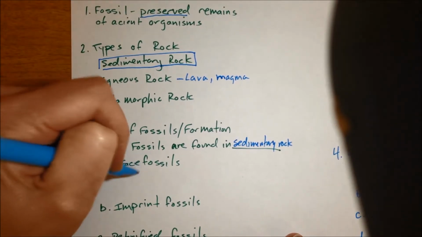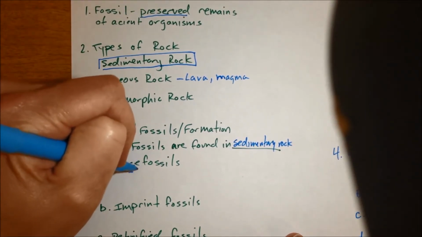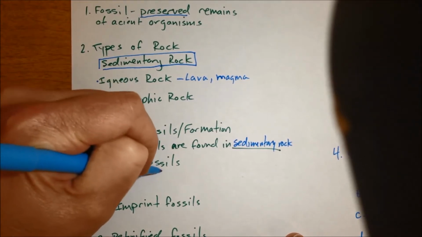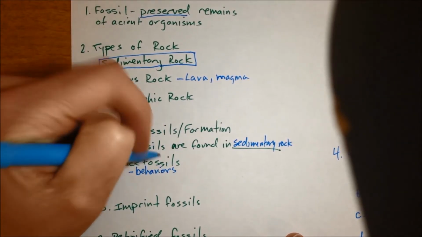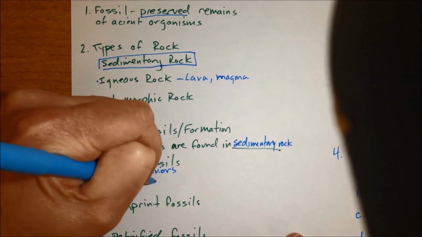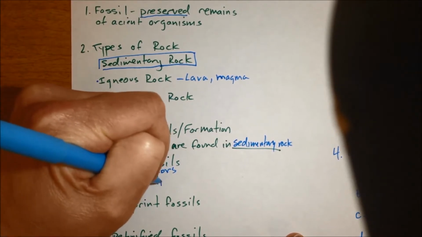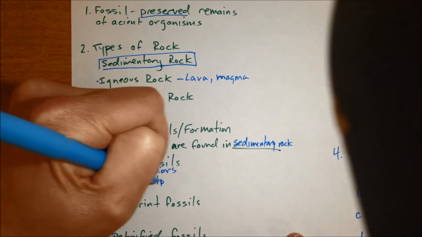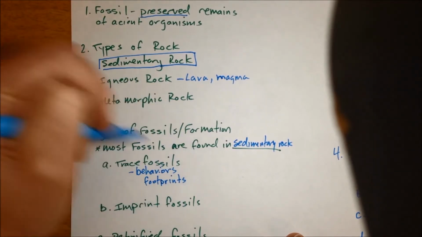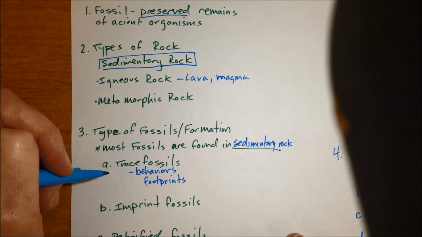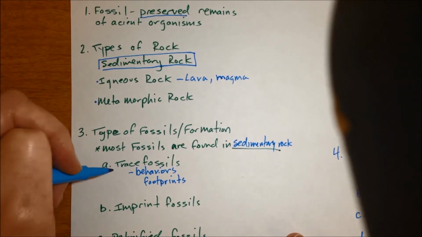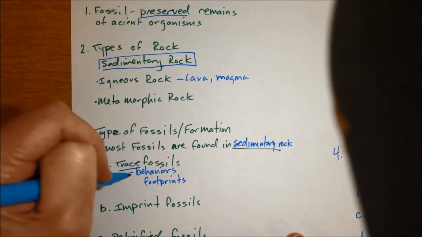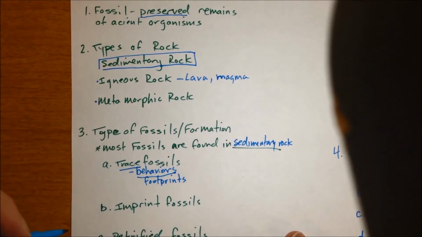So trace fossils are fossils that actually show activities or behaviors of organisms, like footprints showing if they walked on two legs or four legs, if they dug burrows, if they built nests. We know dinosaurs built nests because we have fossilized dinosaur nests. So trace fossils leave a trace about the behaviors of organisms.